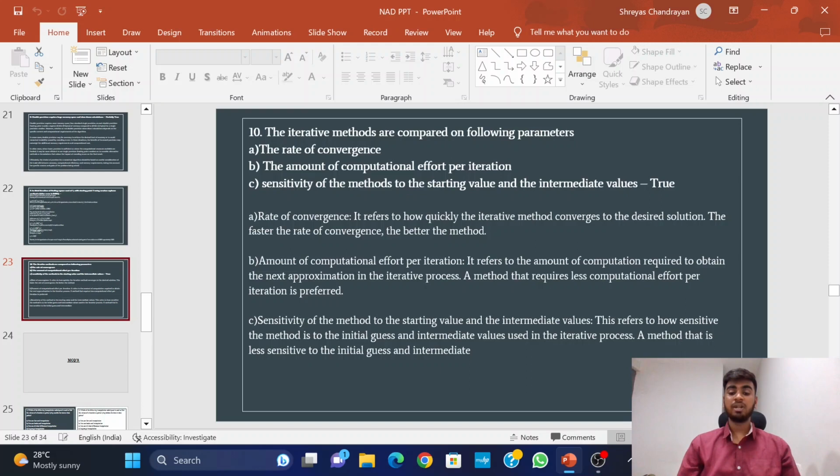Amount of computational effort per iteration refers to the amount of computation required to obtain the next approximation in the iterative process. A method that requires less computational effort per iteration is preferred. Therefore, the given statement is true.